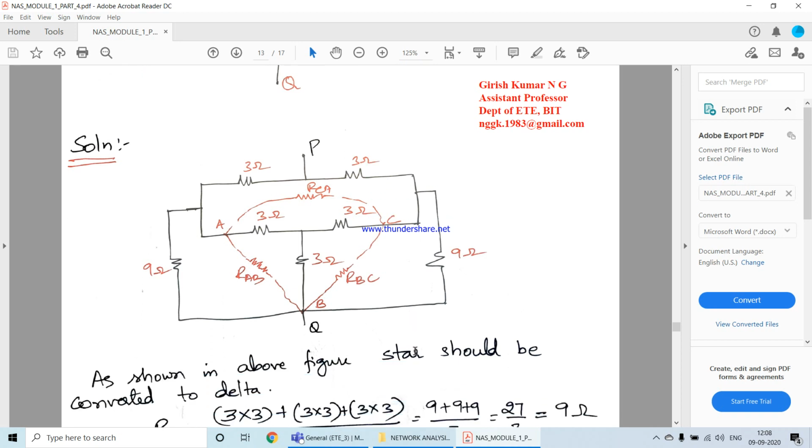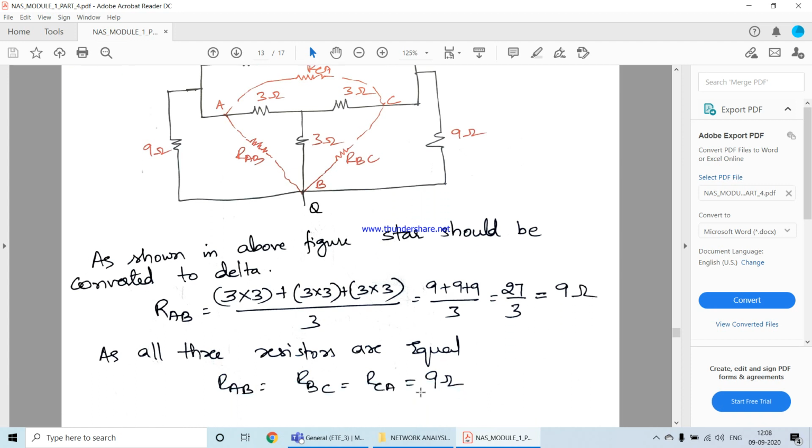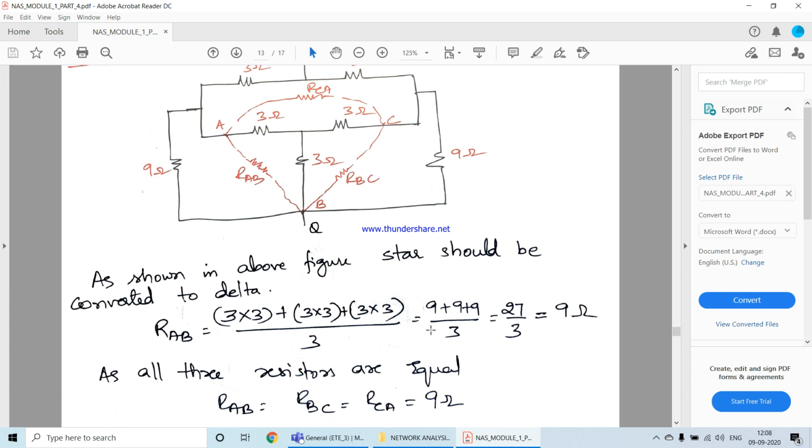Now, as all three resistances are 3 ohm, 3 ohm, 3 ohm, I'll get RAB, RBC and RCA all equal, the same way we did earlier. RAB, the opposite resistance is 3 ohms. Therefore, 3 into 3 plus 3 into 3 plus 3 into 3 divided by 3. I get 9 plus 9 plus 9 by 3, which is 27 by 3, which is equal to 9 ohms. And as all three resistances are equal, I get RAB equal to RBC equal to RCA equal to 9 ohms. I am replacing the star with delta now.